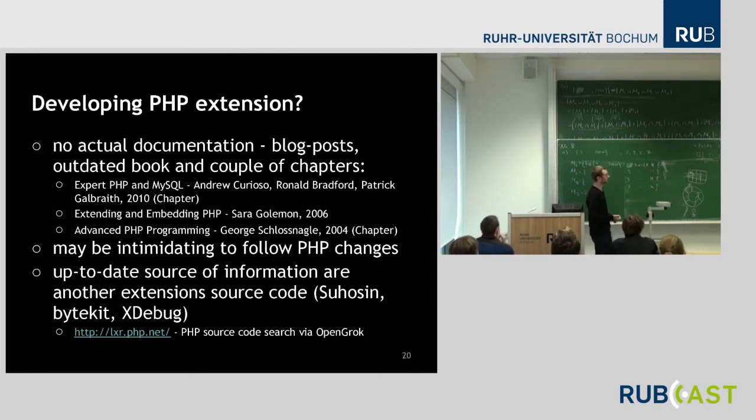If you're going to develop a PHP extension, it may be an issue to find changes between PHP versions, because from 4 to 5, from 5 to 5.2, from 5.2 to 5.4, there have been a lot of different changes. But still, where to get the information? There are many good extensions like Suhosin, Bytekit, and Xdebug. You can take a look there. Also, there is PHP source code and online search powered by OpenGrok, a really useful thing.